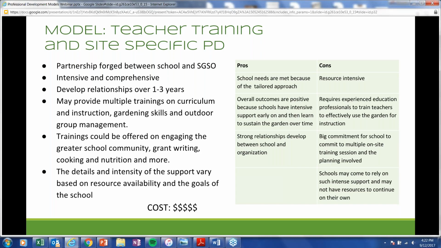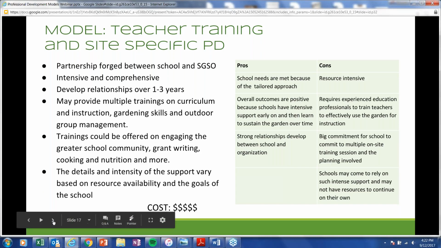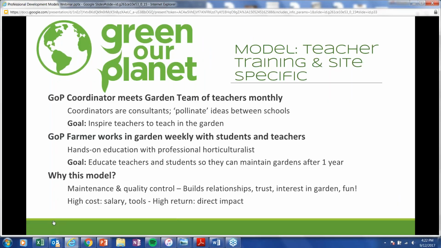And one of the biggest things that we came up with is that if we are there doing all of these partnerships, we don't necessarily always have built in a release of responsibility where people have the resources to continue on their own when we're gone. So I'm going to turn it over to Sarah to talk about Green Our Planet's model for teacher training and site-specific professional development, and then I'm going to talk a little bit about what Real School Gardens does. Sarah?